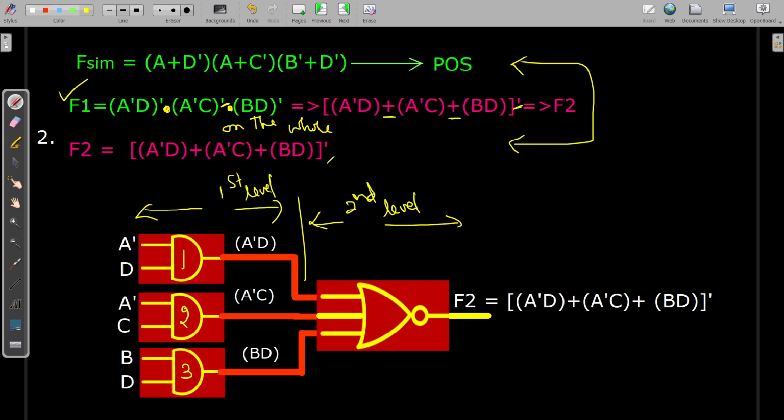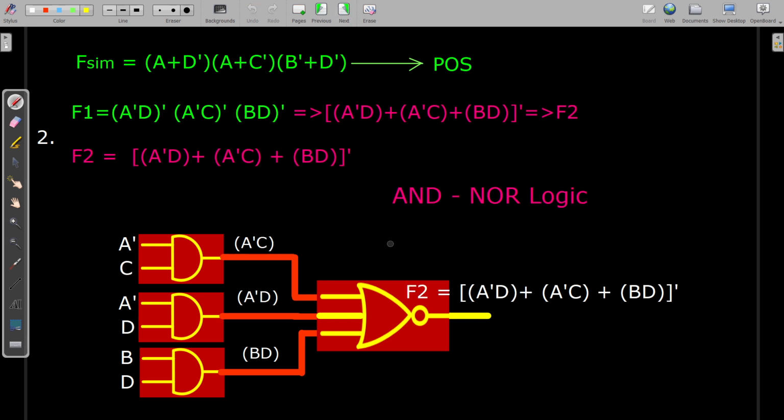So this thing is very important. The implementation is the easiest part, but how you convert these Boolean functions or simplified Boolean functions into their equivalent De Morgan's forms, and by applying De Morgan's, how you convert them into NAND logic or NOR logic, something like that. So this is what AND-NOR logic is. We have implemented the second one using AND-NOR logic. AND logic is for the first level, and the NOR logic is used for the second level.